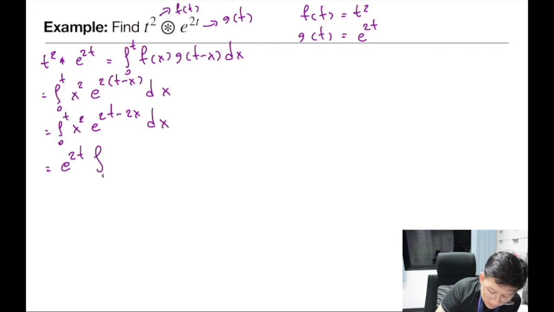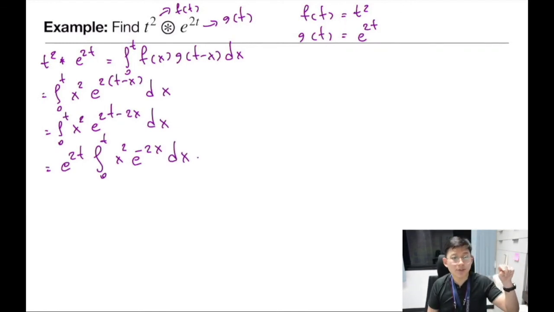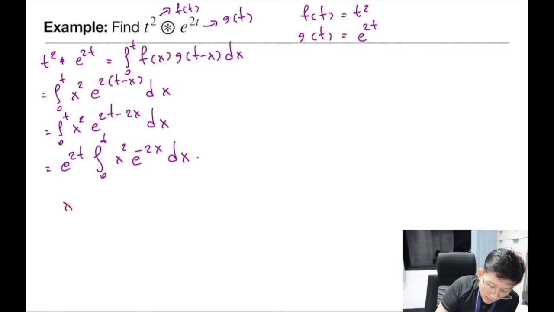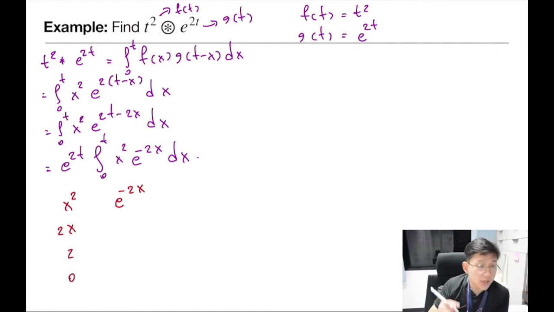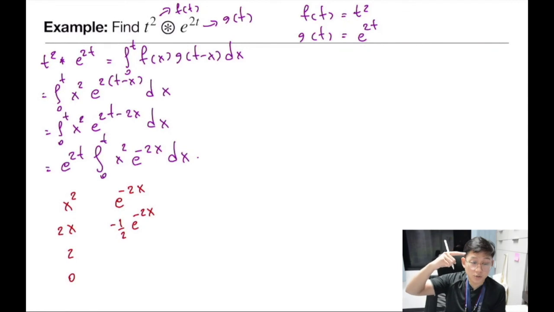So I get the integral from 0 to t of x squared e to the minus 2x dx. Okay, so then we need to integrate this, and we can use integration by parts. We have x squared e to the minus 2x, differentiate: 2x, then 2, and then 0. Here we integrate e to the minus 2x, which is minus 1/2 e to the minus 2x.